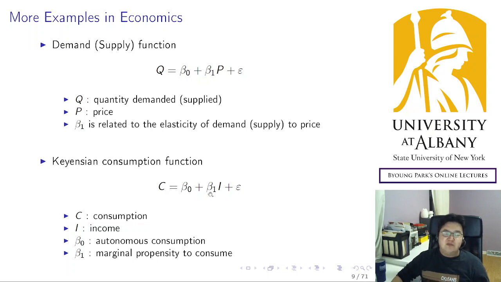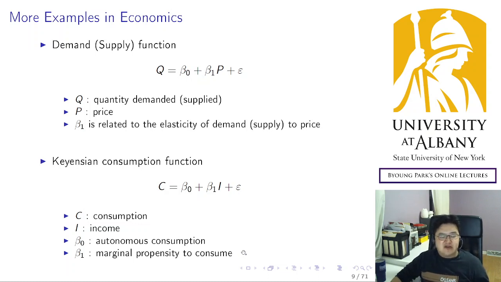And on the other hand, beta 1 is called the marginal propensity to consume. So if you make one more dollar, how much would you save out of that? For example, I would save 20 cents and 80 cents will be consumed. Then my marginal propensity to consume is 0.8. And if you were good at macroeconomics, this beta 1, the marginal propensity to consume, was an important parameter to measure the effect of government spending.